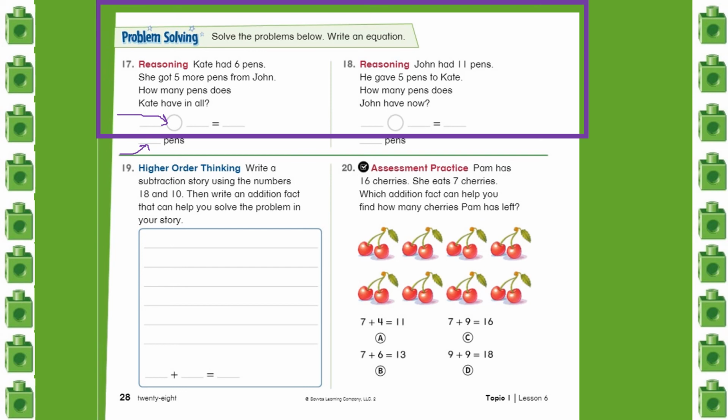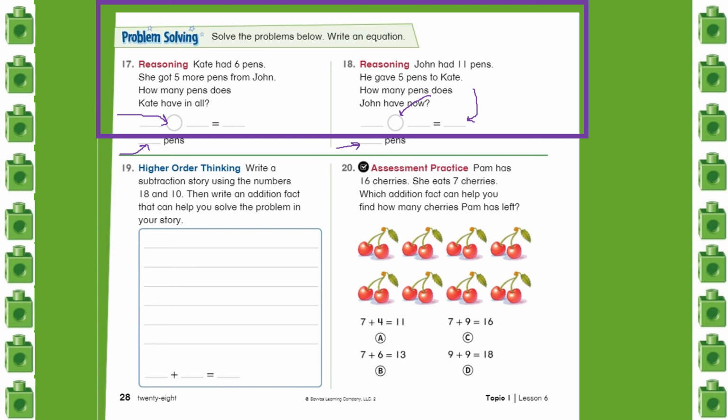Then for number 18, reasoning again. John had 11 pens. He gave 5 pens to Kate. How many pens does John have now? So you're doing the same type of thing here. You're going to fill this in. Be sure to include the sign and the blank at the bottom.